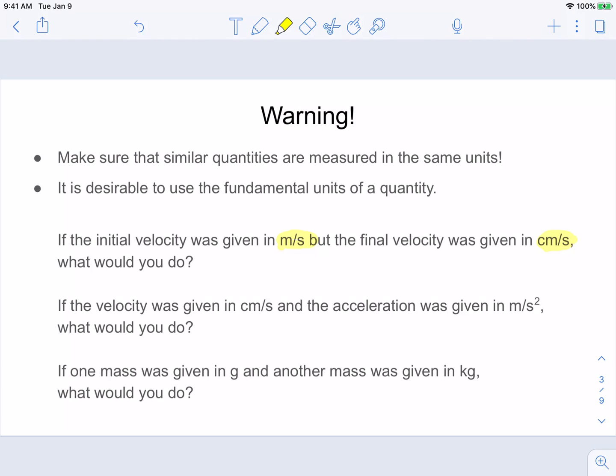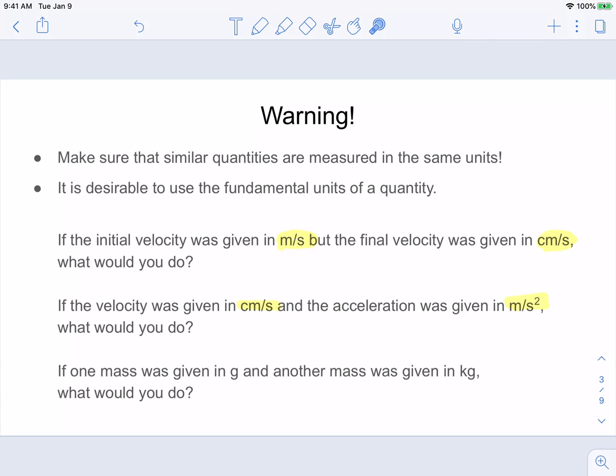Here's another example. What if we had a problem and the velocity was given in centimeters per second and the acceleration was given in meters per second squared? Now, your first gut reaction might be, well, they're two different things, velocity and acceleration. Does it matter? The thing we have to look at, though, is that velocity has a distance unit in the numerator and a time in the denominator, where acceleration has distance in the numerator and then a time squared in the denominator.